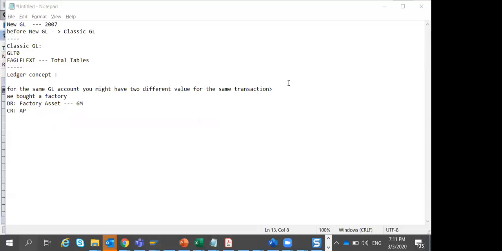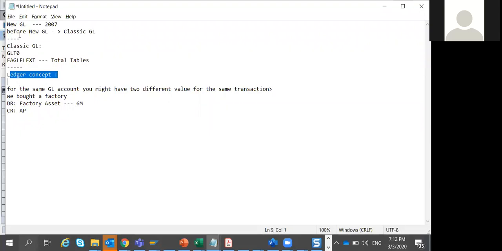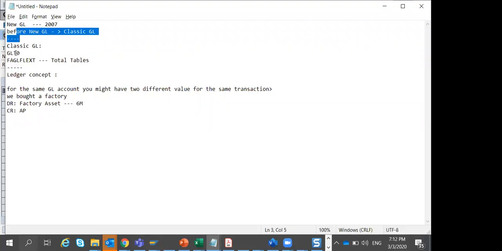So let's talk about this concept right now. Let me repeat for the recording. I'm going to explain something called the ledger concept, and after I explain the ledger concept, I'll explain the difference between the new GL and the classic GL. Okay, so the ledger concept first.